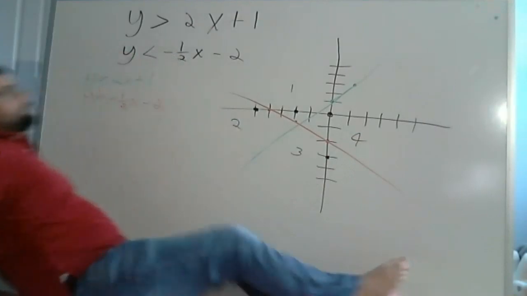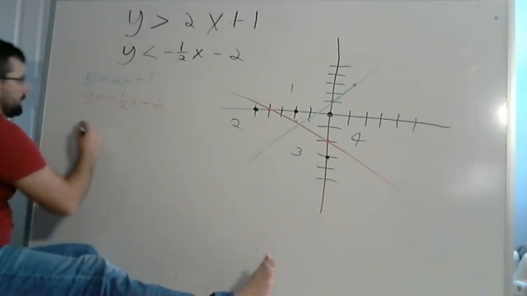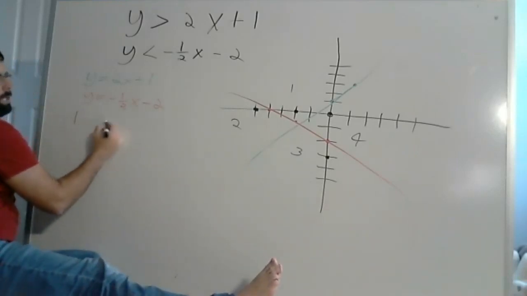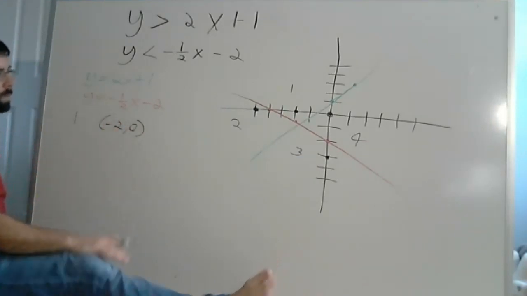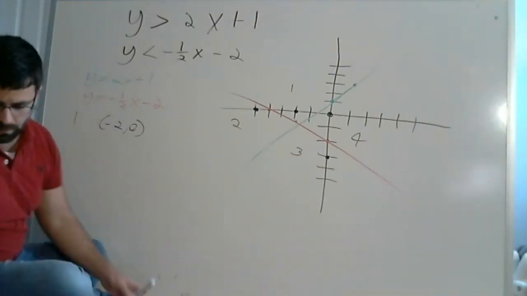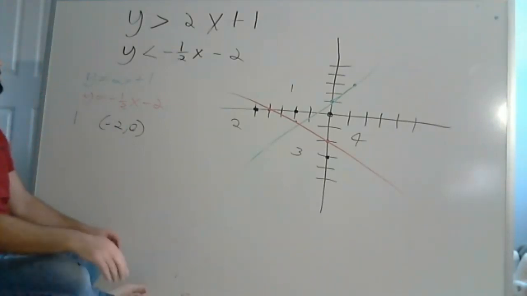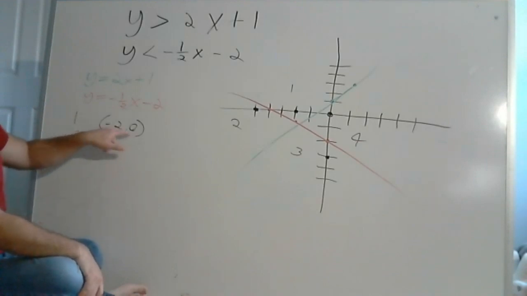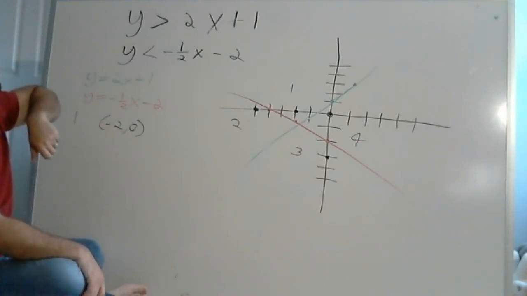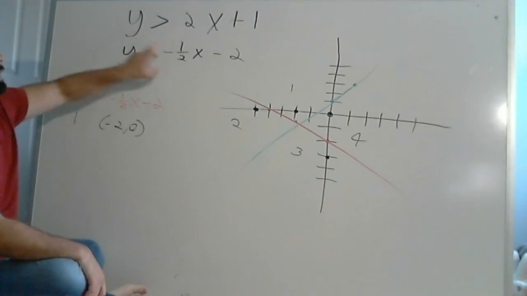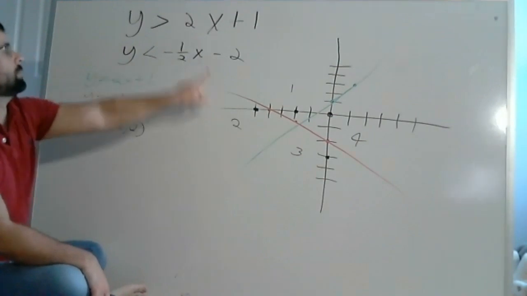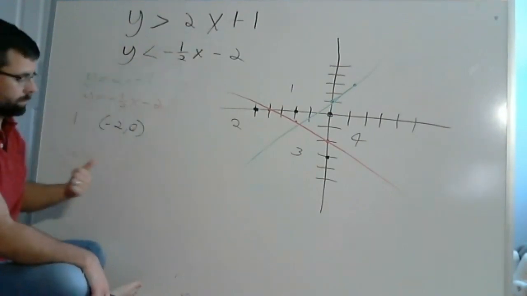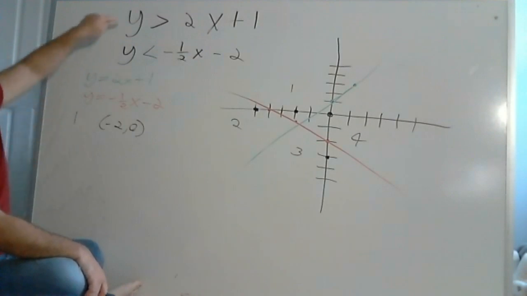So let's test quadrant 1. The point is (-2, 0). Well, let's plug that in and see what happens. -2 and 0 means that 0 is greater than -4 plus 1. So it works for this equation.